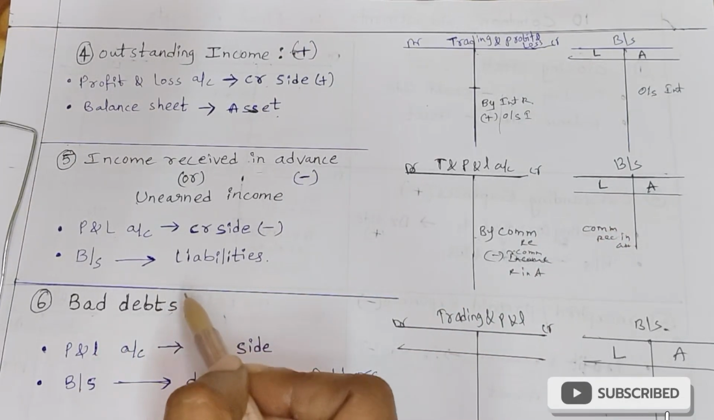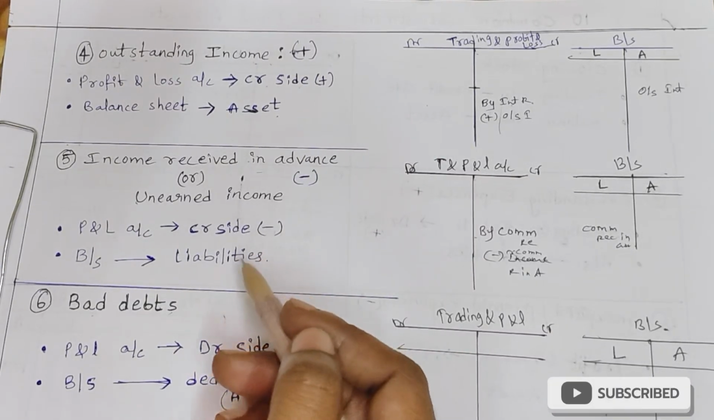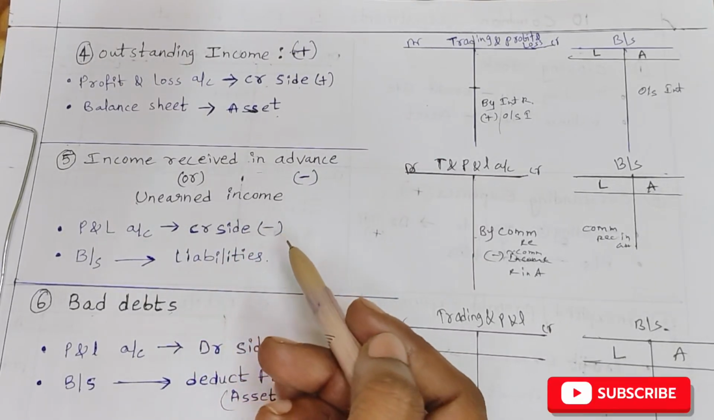Okay, next, bad debts. What are bad debts? Irrecoverable loss. That means it is non-payment by the debtors.